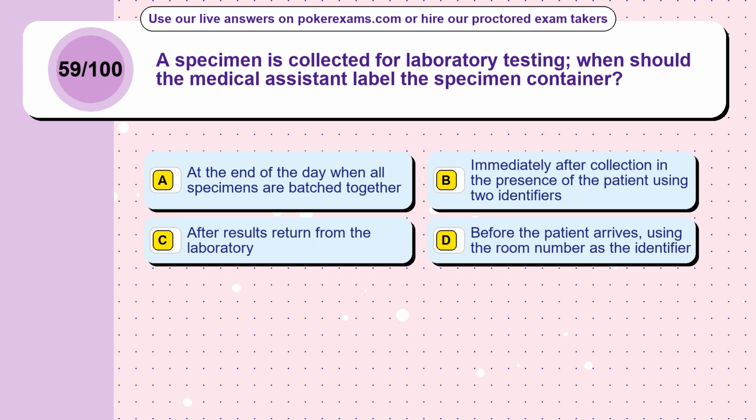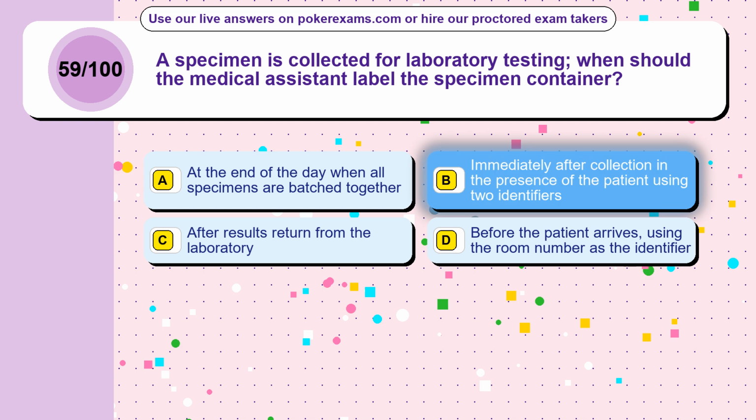Question 59. A specimen is collected for laboratory testing. When should the medical assistant label the specimen container? Option A. At the end of the day when all specimens are batched together. Option B. Immediately after collection in the presence of the patient using two identifiers. Option C. After results return from the laboratory. Option D. Before the patient arrives, using the room number as the identifier.